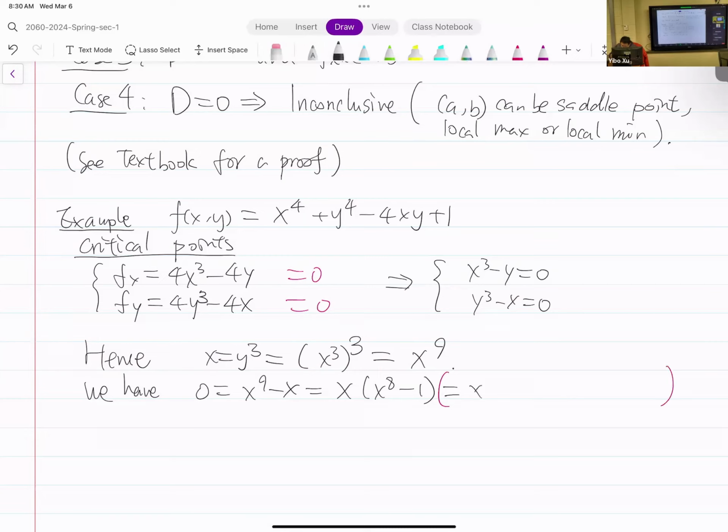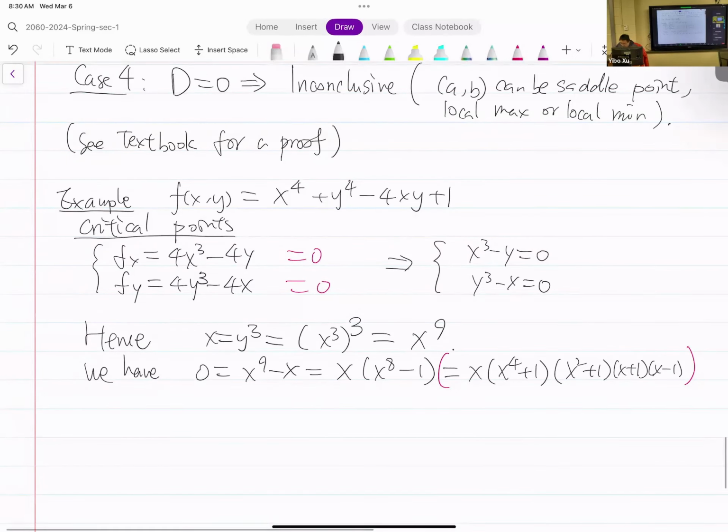So this equals x times, okay, x to the 8 minus 1 is actually x to the 4 plus 1 times x to the 4 minus 1, right? And then x to the 4 minus 1 is also a difference of squares that can be factored as x squared plus 1 times x squared minus 1. And x squared minus 1 is x plus 1 times x minus 1. So what's in the red bracket is not required, but you certainly want to know that there are 3 real solutions: 1, -1, and 0.